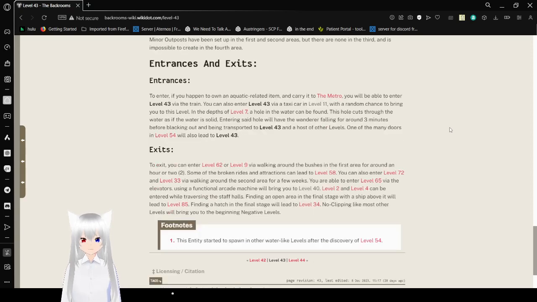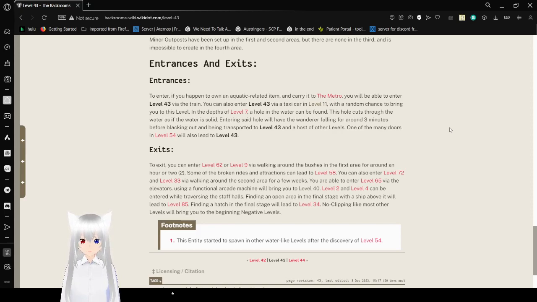Entrances and exits. Entrances. To enter, if you happen to own an aquatic-related item, carry it to the metro. You'll be able to enter level 43 via the train. You can also enter level 43 via a taxi in level 11, with a rare chance of bringing you to this level. In the depths of level 7, a hole in the water can be found.